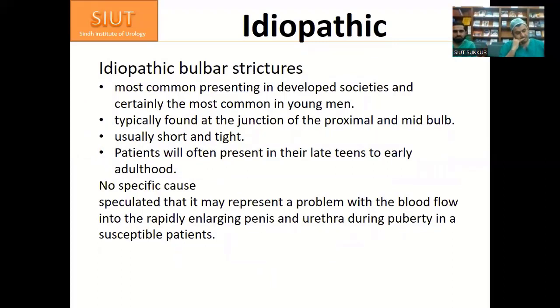Coming to idiopathic bulbar strictures, it's one of the most common presentations in developed societies, and certainly the most common in young men. Typically found at the junction of the proximal and mid-bulbar urethra. It's usually short and tight, and the patient presents in late teens to early adulthood. There is no specific cause, and it has been speculated that it may represent a problem with the blood flow into the rapidly enlarging penis and urethra during puberty in susceptible patients.